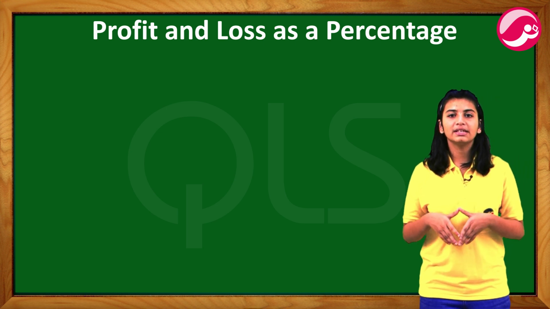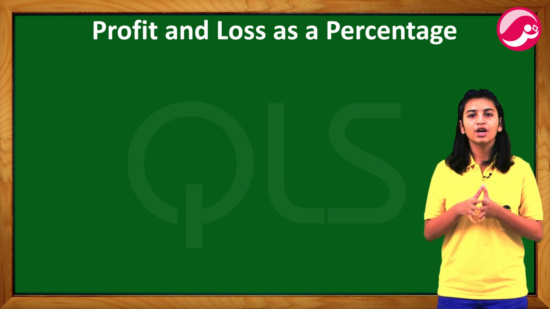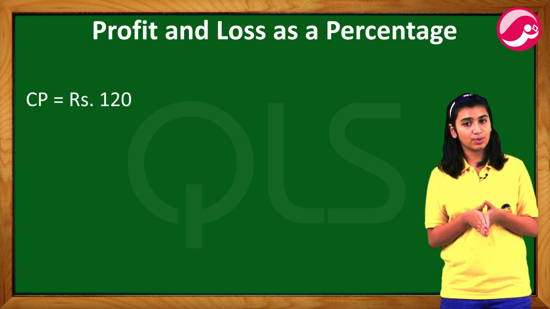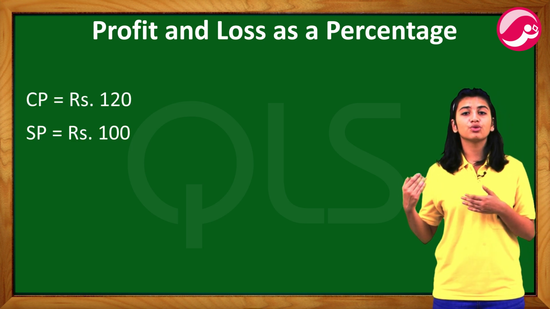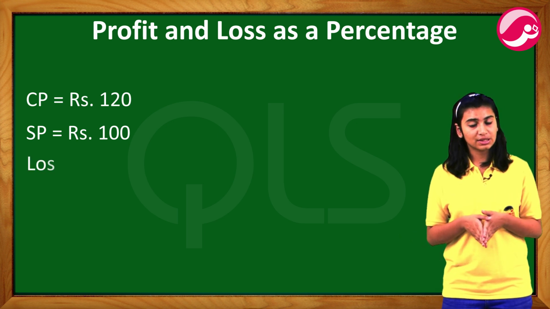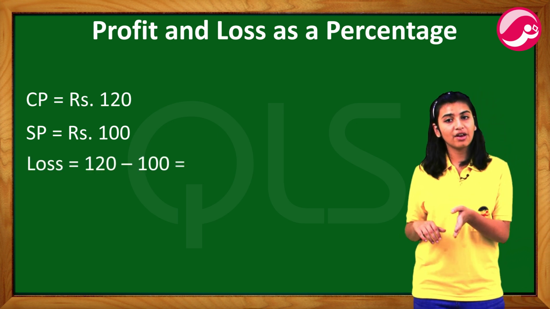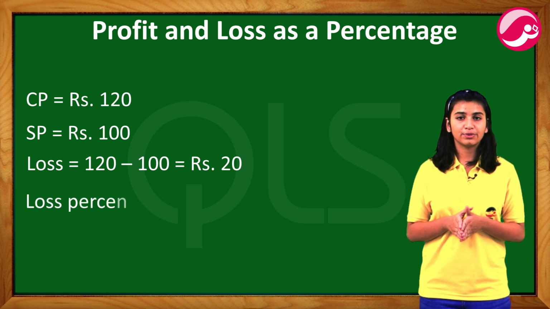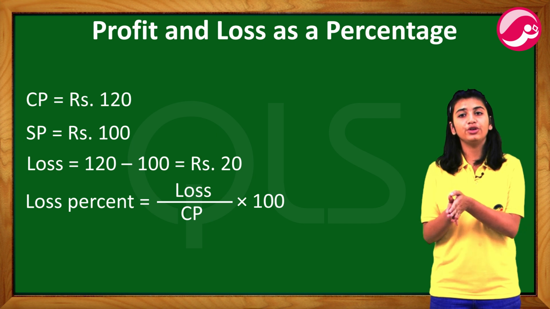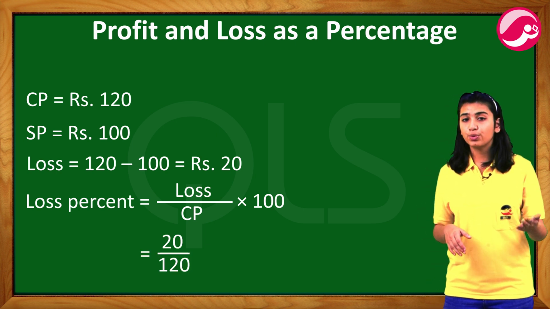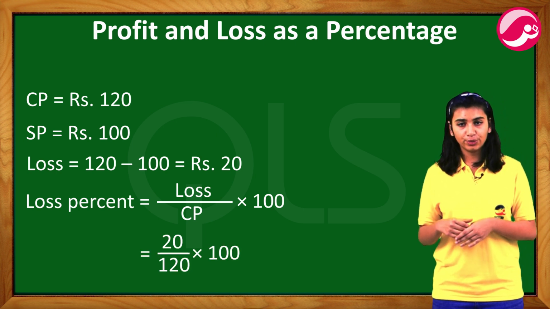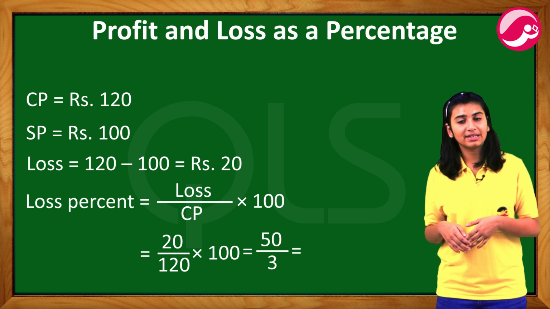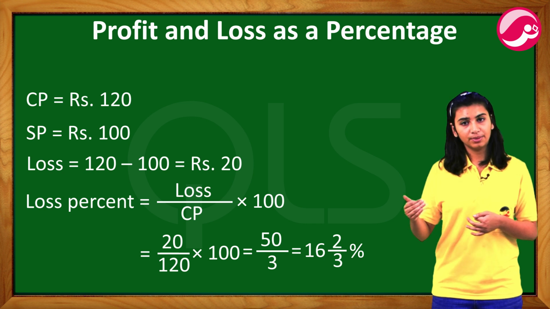Now, similarly, you can find the loss percent in the second situation. Here, CP is equal to rupees 120, SP is equal to rupees 100. Therefore, the loss will be 120 minus 100, that is rupees 20. Loss percent will be loss upon CP into 100, which is equal to 20 upon 120 into 100. That will be 50 upon 3, which can be written as 16 2/3%.